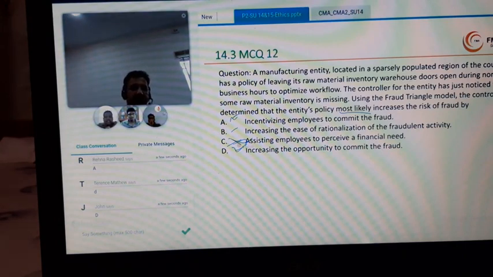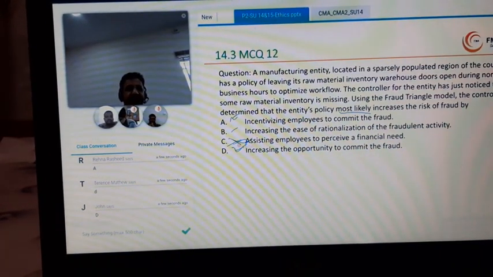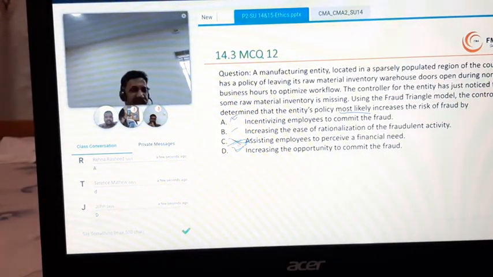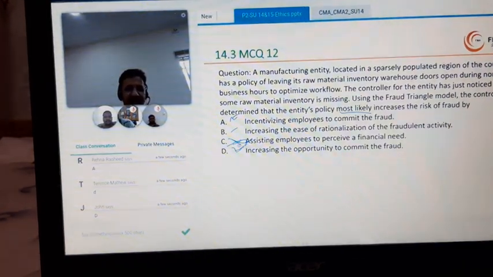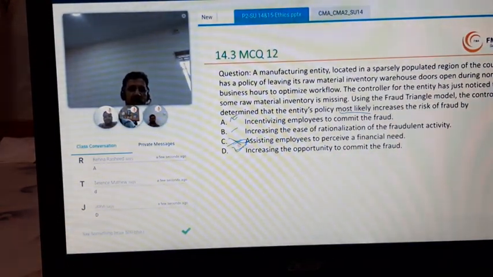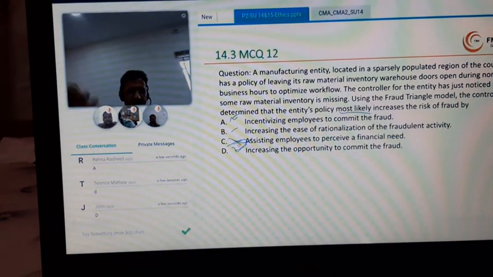Sir, I have a counter objection on that. The question says the entity has a policy of leaving its raw material inventory warehouse open during normal hours. It's a policy. In the policy itself there is an opportunity, so you need to plug that opportunity. So that policy is luring people to commit fraud. That policy is leaving so many opportunities for rationalizing your crime. So the best answer is increasing the opportunity. Whichever way you think, keeping the door open, not having it under lock and key, is increasing the opportunity to commit fraud.